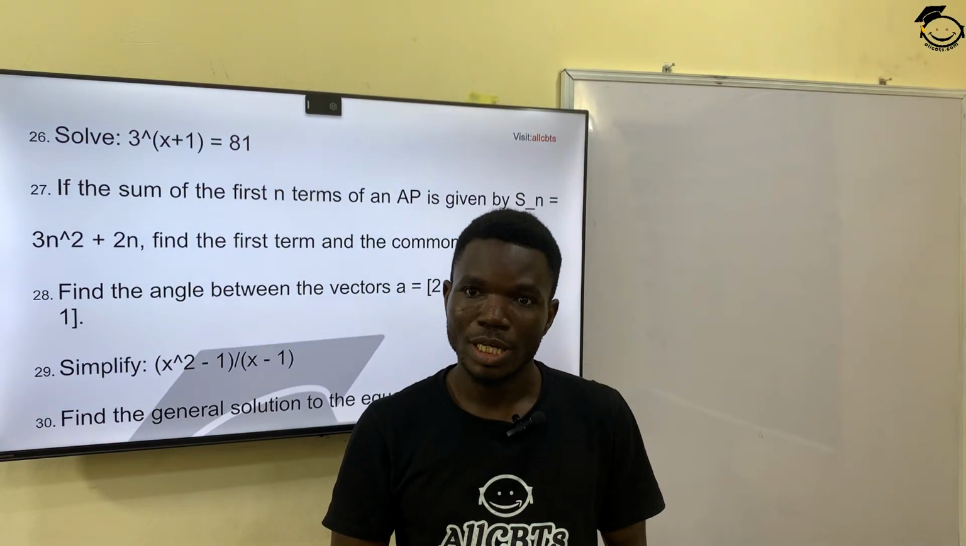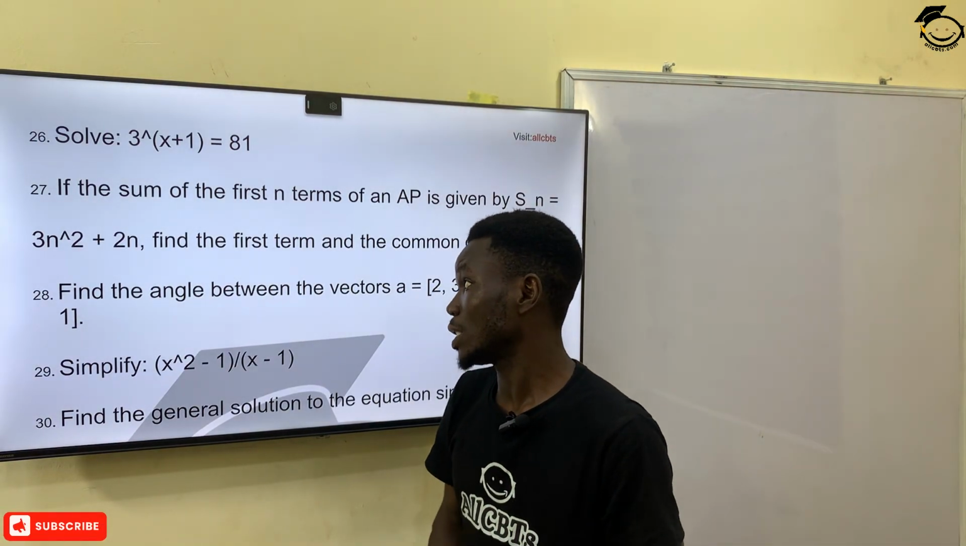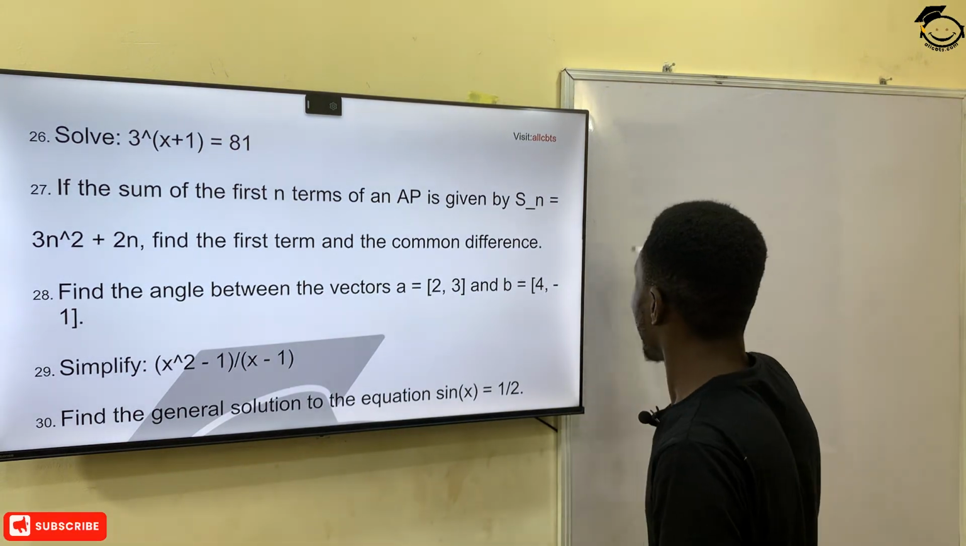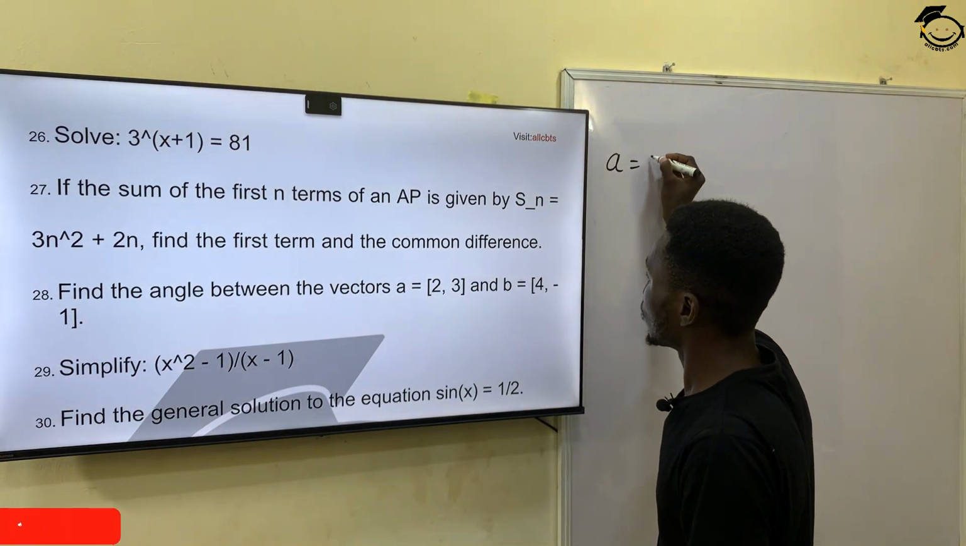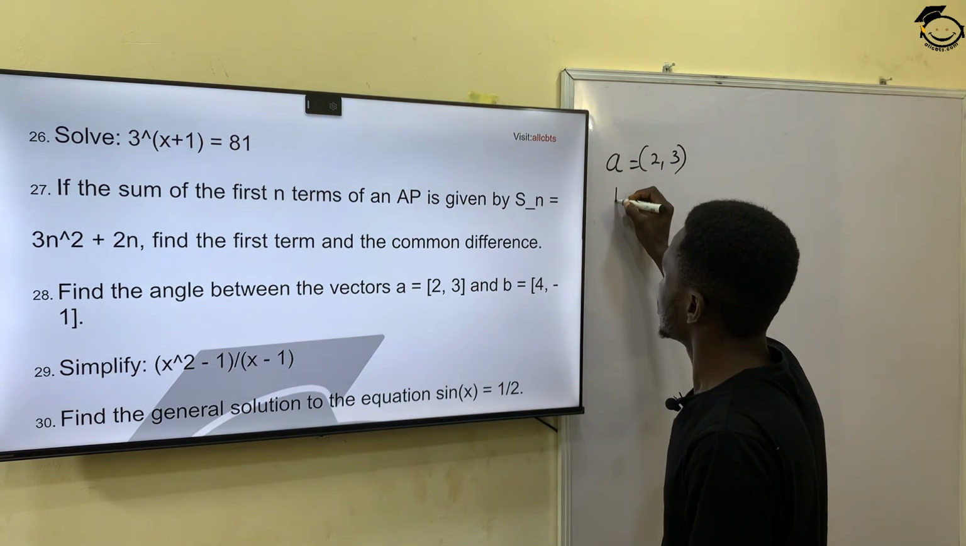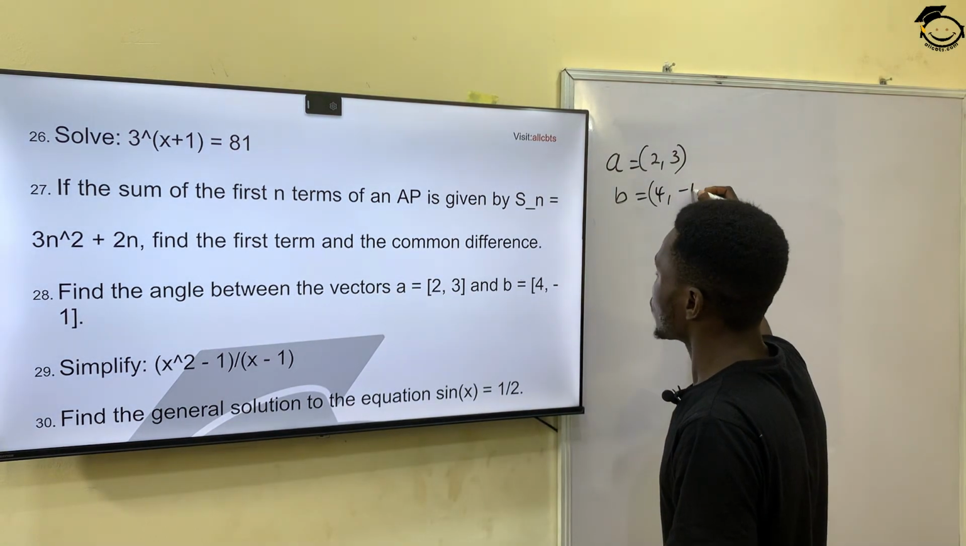That takes us to the next question, which is question number 28. It says find the angle between the vectors, so we have our vector A to be equal to (2, 3), and then we have vector B to be equal to (4, -1).